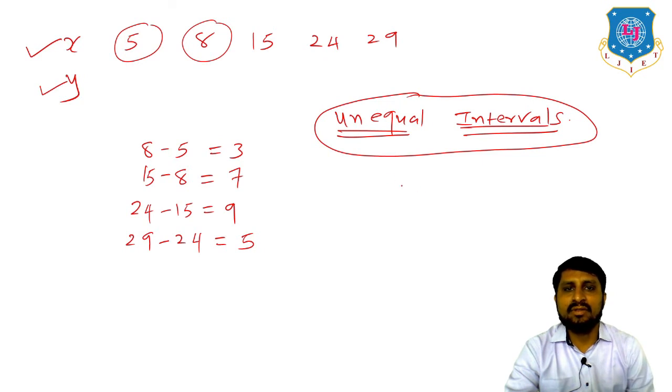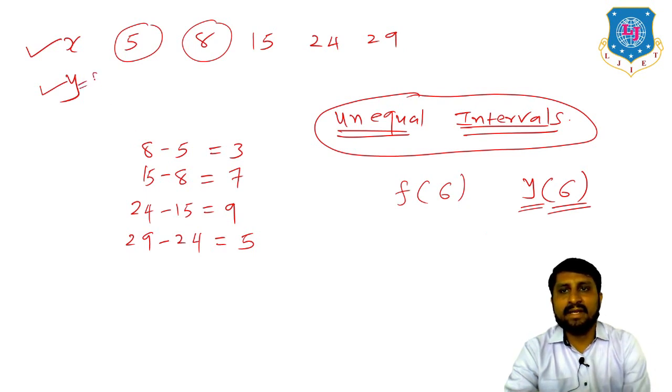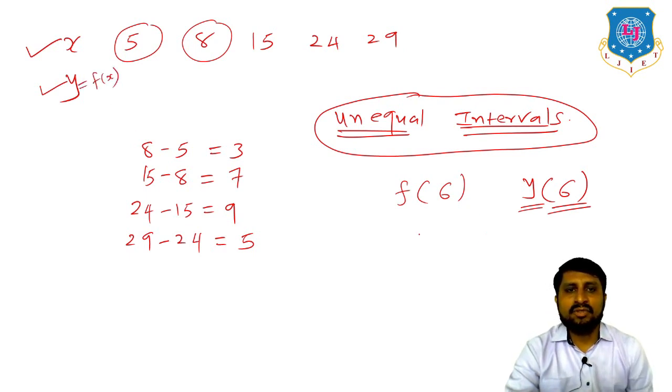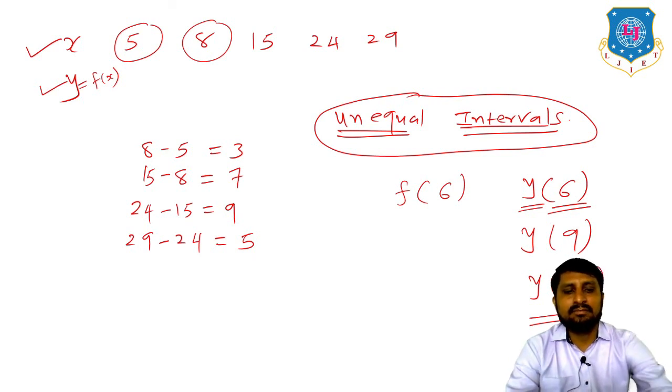Now suppose you want to find the value of f of 6, that means y of 6, at x equal to 6. We know that y is nothing but f of x. Suppose you want to find y of 9, or y of 23, for unequal interval. For that you compulsorily have to use either the Lagrange interpolation formula or Newton's divided difference interpolation formula. Clear? I hope you all can understand.